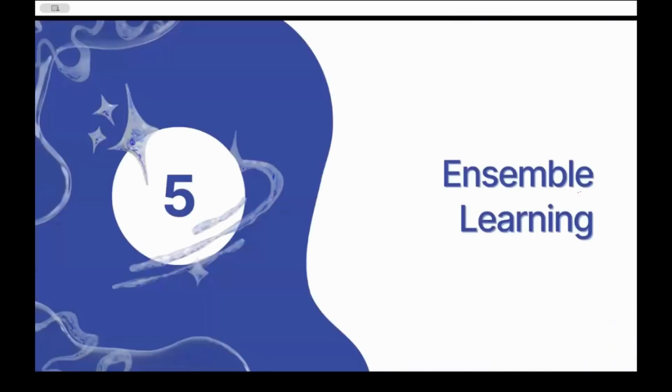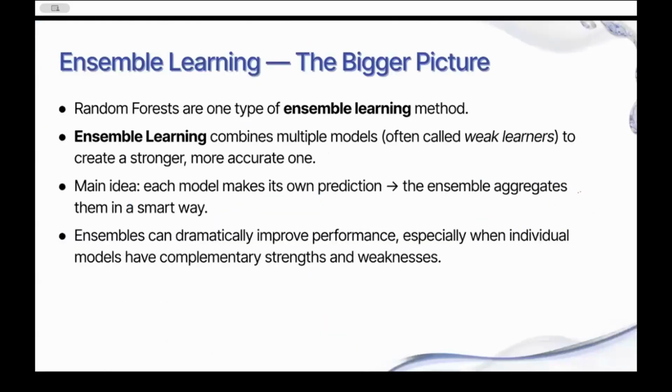And let's talk about ensemble learning now. So just before we start, remember that random forest is just one type of ensemble learning, okay? Random forests are one type of ensemble learning method. Ensemble learning combines multiple models, which we often call weak learners, to create one stronger and more accurate model. The main idea is that each model makes its own prediction, and the ensemble combines them in a smart way, right? It could be majority vote, it could be average, it could be something else. So we'll be going over all of them. Ensembles can dramatically improve the performance, especially when individual models have complementary strengths and weaknesses.